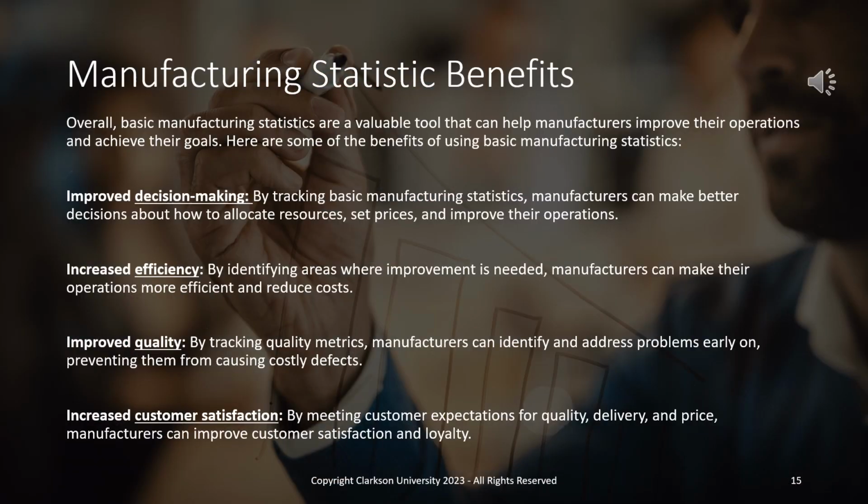To summarize, by tracking basic manufacturing statistics, Industry 4.0 ready manufacturers can make better choices about how to allocate resources, set prices, and improve operations. By identifying areas where improvement is needed, manufacturers can make their operations more efficient and reduce costs. By tracking quality metrics, manufacturers can identify and address problems early on, preventing them from causing costly defects. And by meeting customer expectations for quality, delivery, and price, manufacturers can improve customer satisfaction and loyalty.